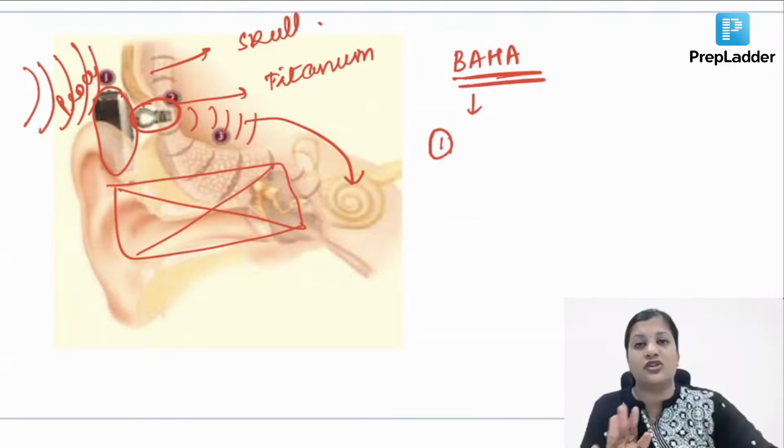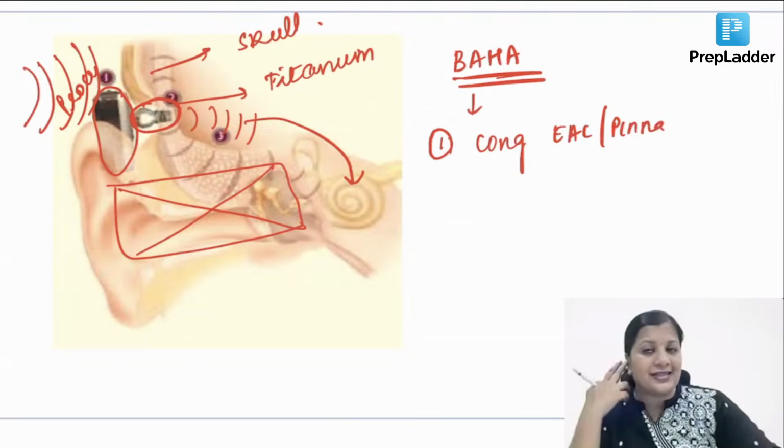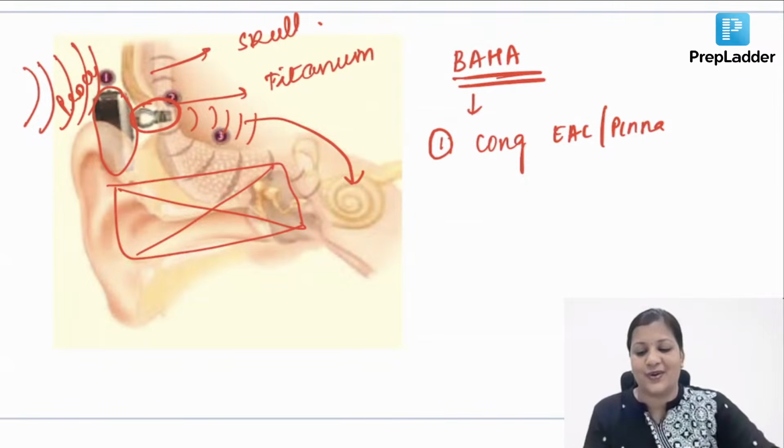The first condition you should remember is whenever there is a congenital abnormality of the external auditory canal or the pinna, like atresia, external auditory canal atresia, anotia, microtia, where you can't use a hearing aid, then you're going to go for BAHA.